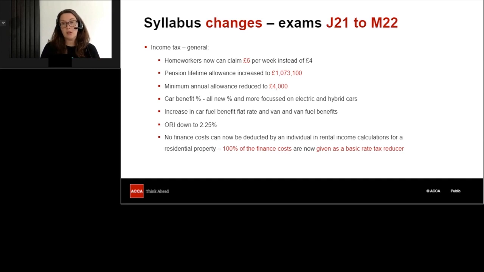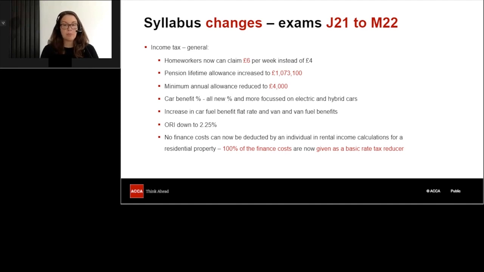There are still quite a lot of rate changes and a few name changes as well, and a few new areas to consider. And so that's why we're running this session for you today. So let's start off with one of the biggest parts of the tax syllabus, as you'll be aware, income tax. So the key figures then to watch out for that have changed for this Finance Act 2020 that's going to apply to any exams between June 21 through to March 22.